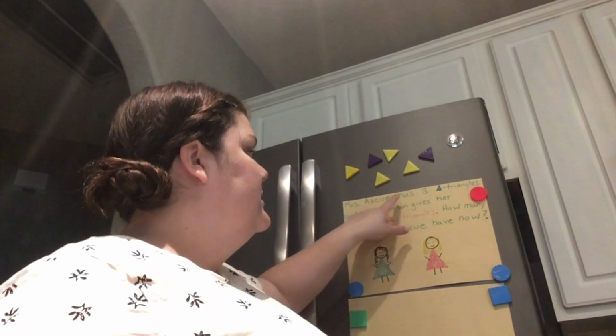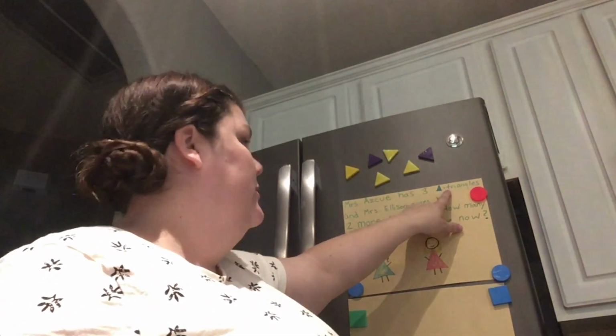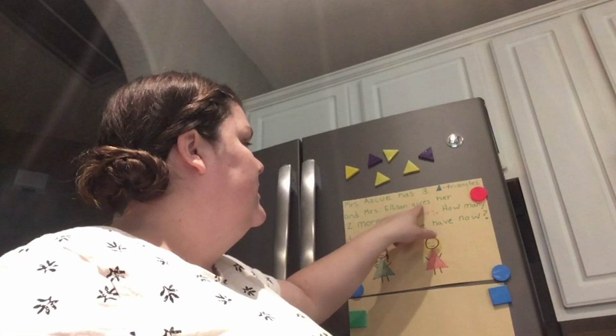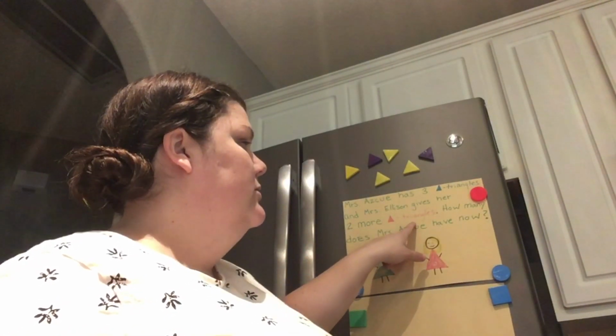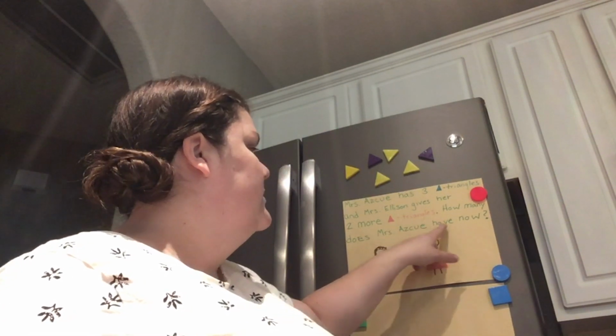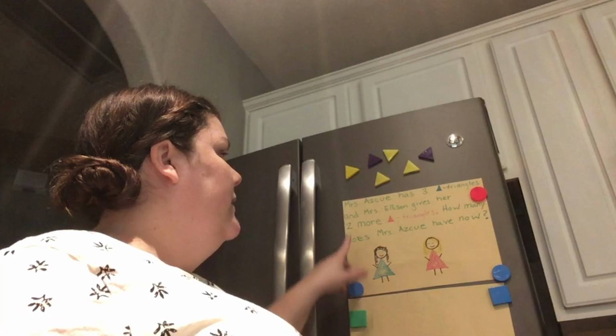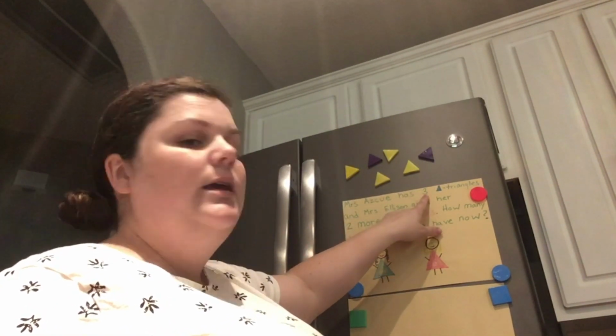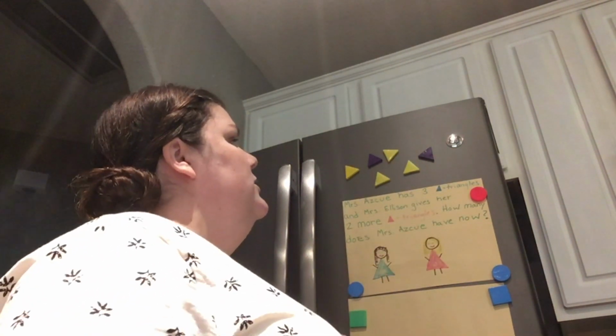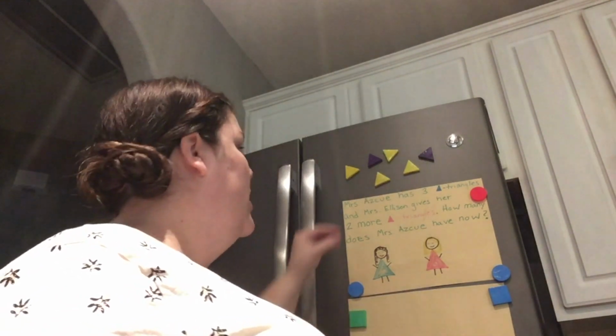It says, Mrs. Asquay has 3 triangles. And Mrs. Ellison gives her 2 more triangles. How many does Mrs. Asquay have now? Okay, so let's read it again. Mrs. Asquay has 3 triangles. So I'm going to get 3 triangles.